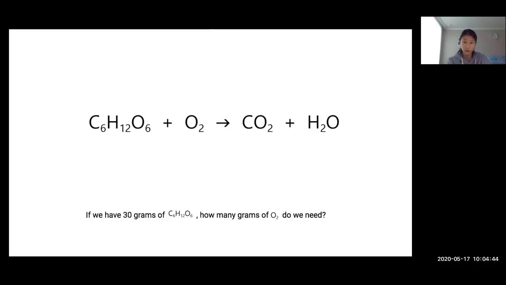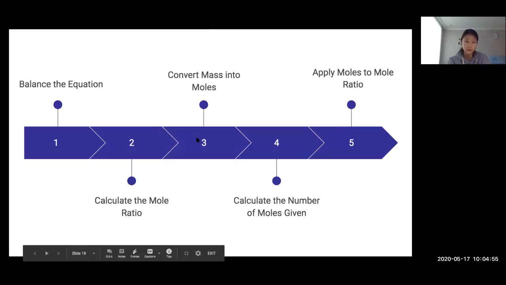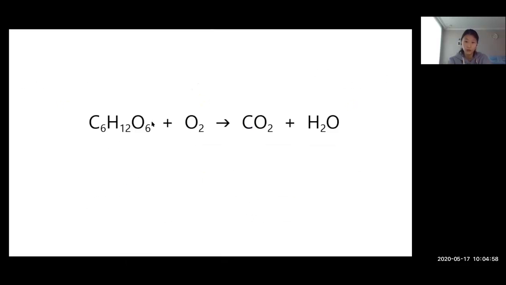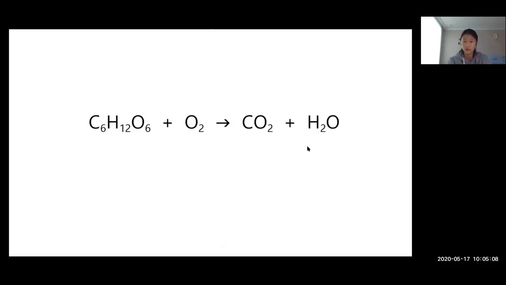Here's another question. If we have 30 grams of C6H12O6, which is glucose, how many grams of O2 do we need? The first step, again, is to balance the equation. We have 6 carbons, 12 hydrogens, and 8 oxygen atoms on one side. We have 1 carbon, 3 oxygens, and 2 hydrogen atoms on the other, but we need to balance this equation. If we put a coefficient of 6 in front of CO2, that would give us 6 carbons and 12 oxygens, but this isn't balanced yet.